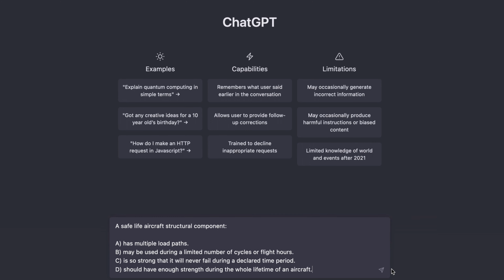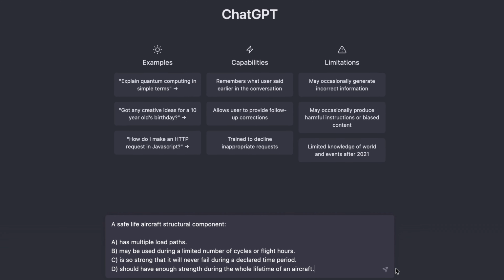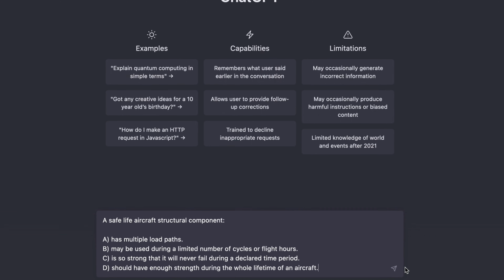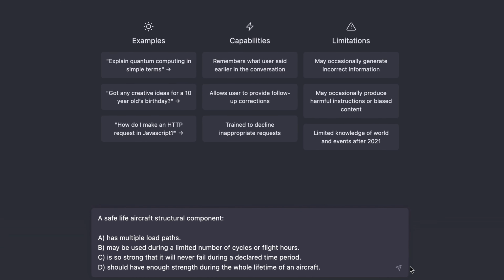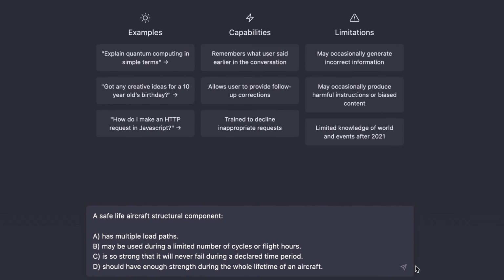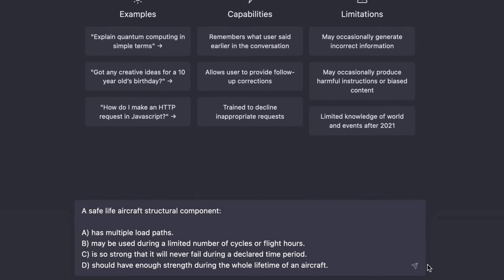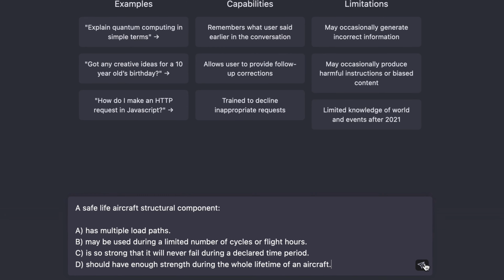Right, Judgment Day. We'll start with an aircraft general knowledge question on structures. A safe life aircraft structural component: A, has multiple load paths. B, may be used during a number of cycles or flight hours. C, is so strong that it will never fail during a declared time period. Or D, should have enough strength during the whole lifetime of an aircraft. Let's see how we do.